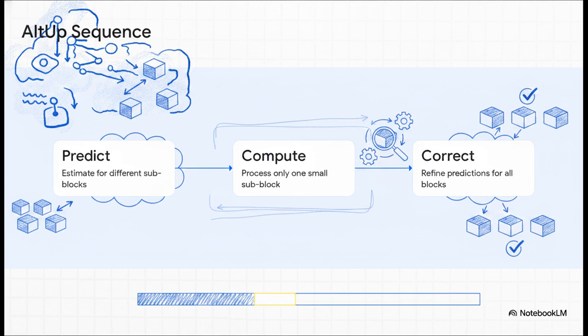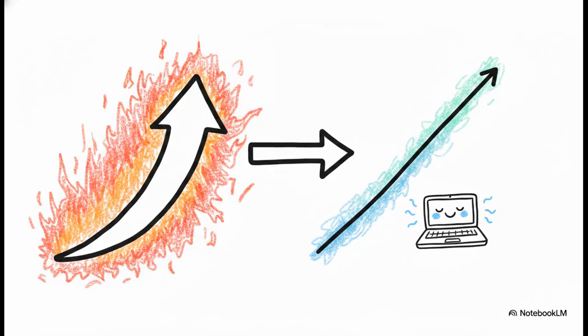First, it predicts an estimate for different chunks of the data. Second, it only fully computes one small subblock. And third, it uses that updated subblock to correct its predictions for the rest of the data. It's essentially widening the network's capacity without ever having to compute the full width all at once. And the resulting math on this is just wild. The complexity drops from a terrifying quadratic curve down to a highly manageable linear one.